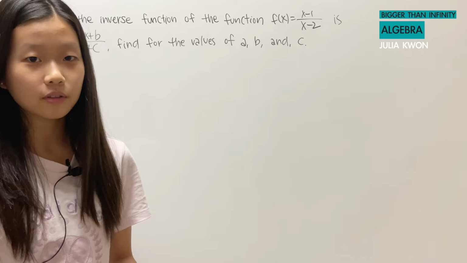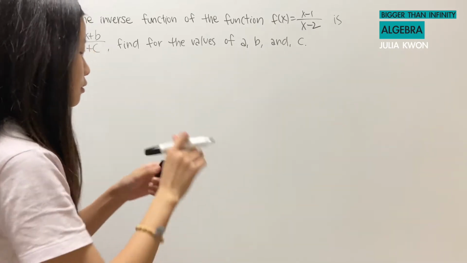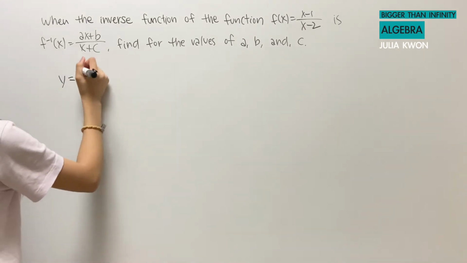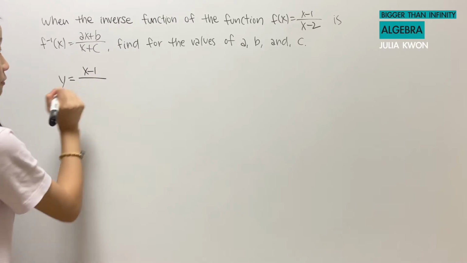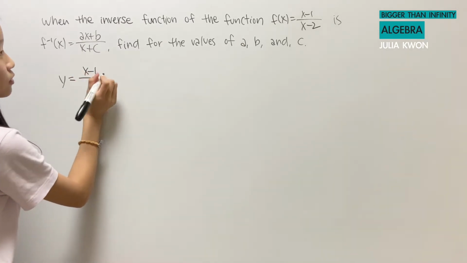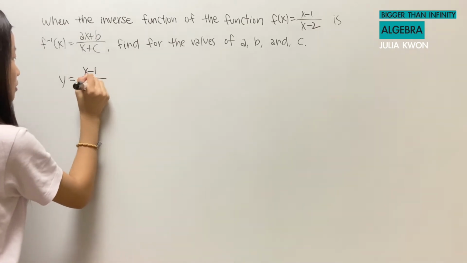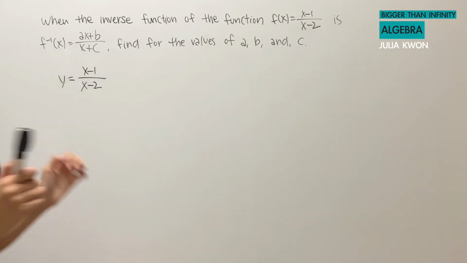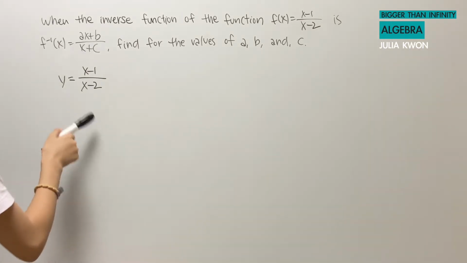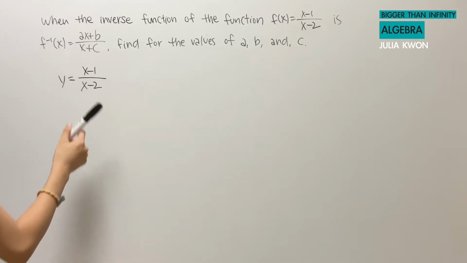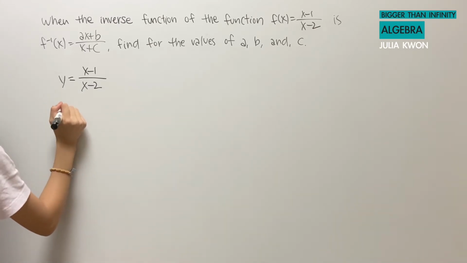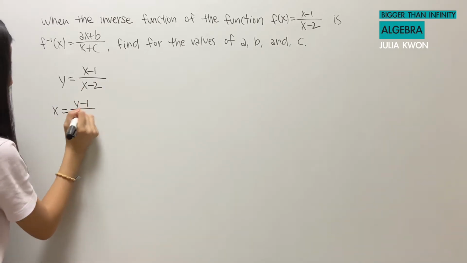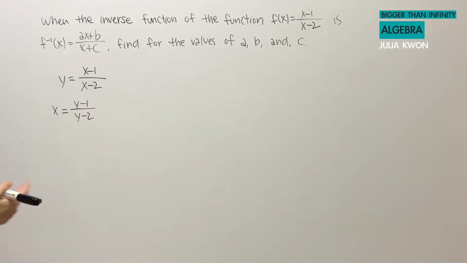There are two ways to solve this problem, and I'm first going to solve it the way most people solve it. Instead of writing f(x), I'm going to write y. So y is equal to (x - 1)/(x - 2). To find the inverse function, we are going to change the positions of x and y. So we replace y with x and change all of the x with y, just like this. Then we solve for y.